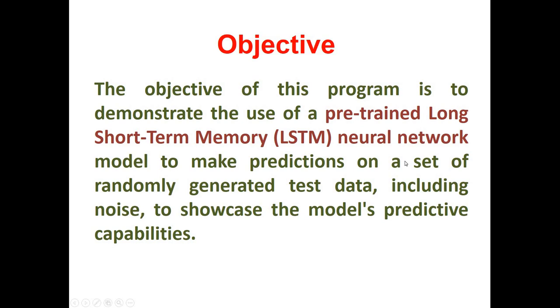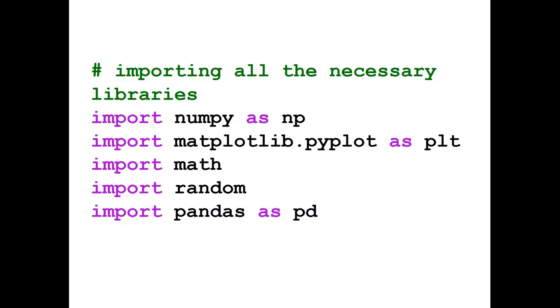So the objective of this program is to demonstrate the use of a pre-trained LSTM neural network model to make predictions on a set of randomly generated test dataset, including noise, to showcase the model's predictive capabilities. So the complete program is going to look like this.